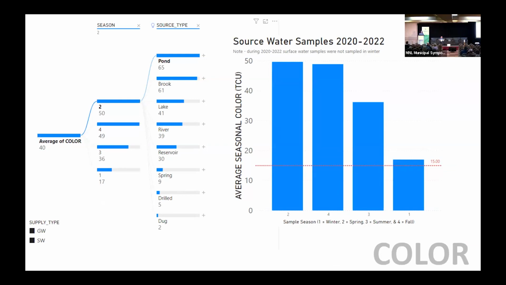And this graph here is just to show how water quality can certainly change over time. This is just showing the seasons here.